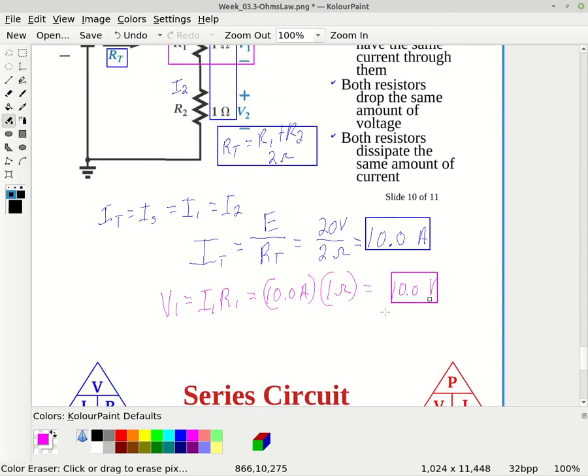Alright, so obviously then, if we do the same thing for V2, right, so we can come in here and we can say V2 is equal to I2 times R2, but again, the current I2 is equal to the total current, which is equal to 10.0 amps times 1 ohm, which is equal to 10.0 volts.